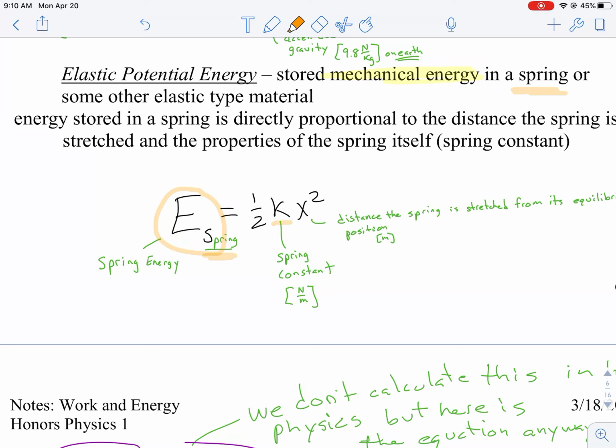K is something called the spring constant, and X is the distance we stretch our spring from its resting, what we might call its equilibrium position.